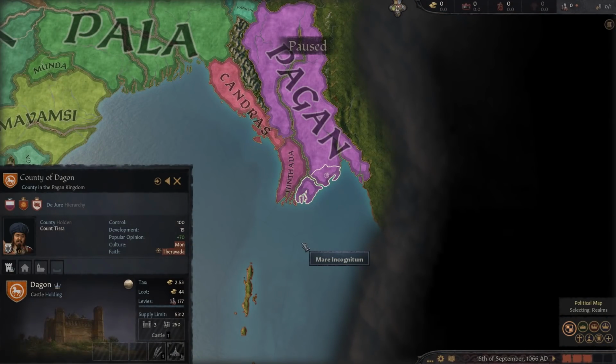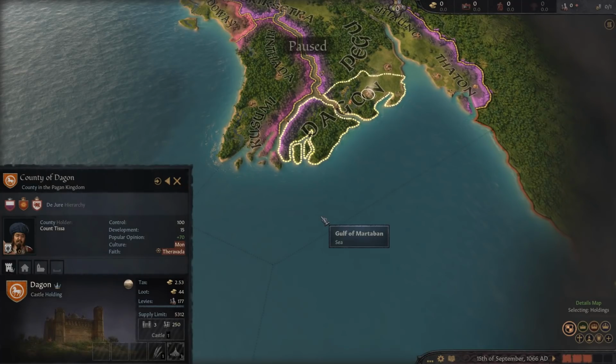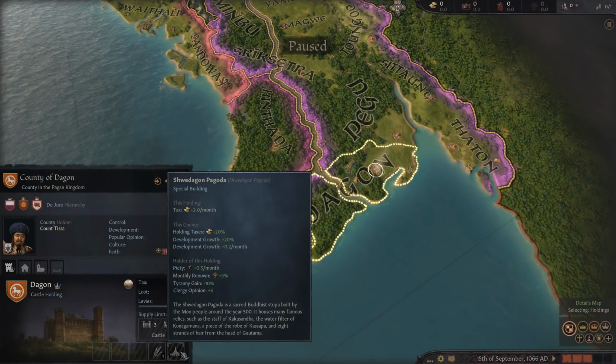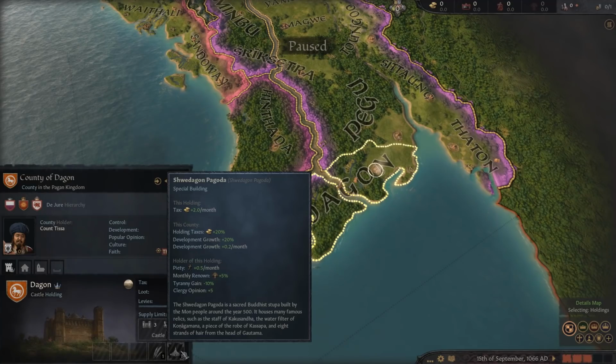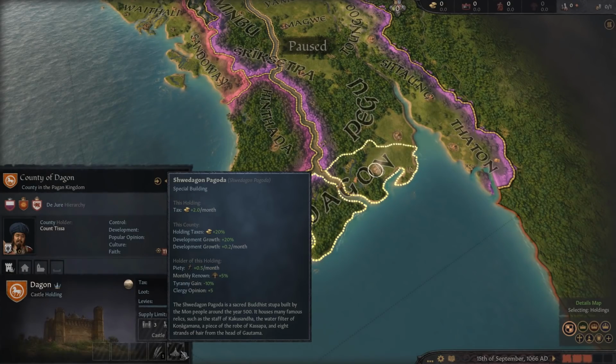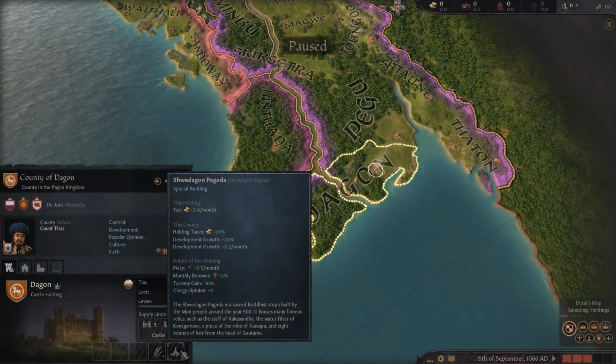Now we are on the far eastern edge of the map, in Pagan and in Dagon. And in Dagon, we find the Shwedagon Pagoda. The Shwedagon Pagoda is enabled if you are of Eastern religion, and is also an always constructed site. The Shwedagon Pagoda is a sacred Buddhist stupa built by the Mon people around the year 500. It houses many famous relics, such as the staff of Kakusanda, the water filter of Konagamana, if I'm completely mispronouncing things, a piece of the robe of Kasapa, and 8 strands of hair from the head of Gautama.